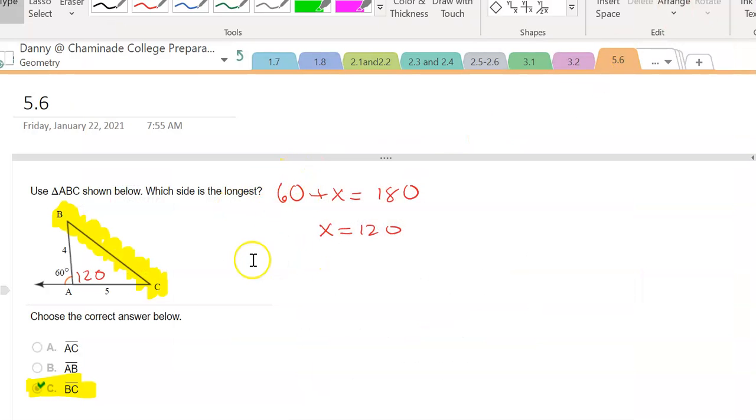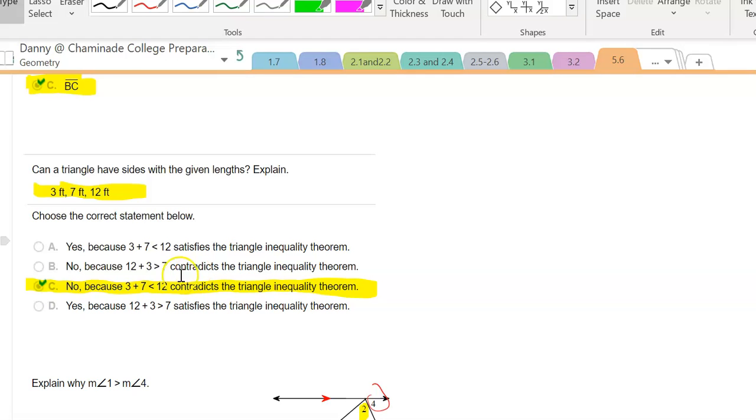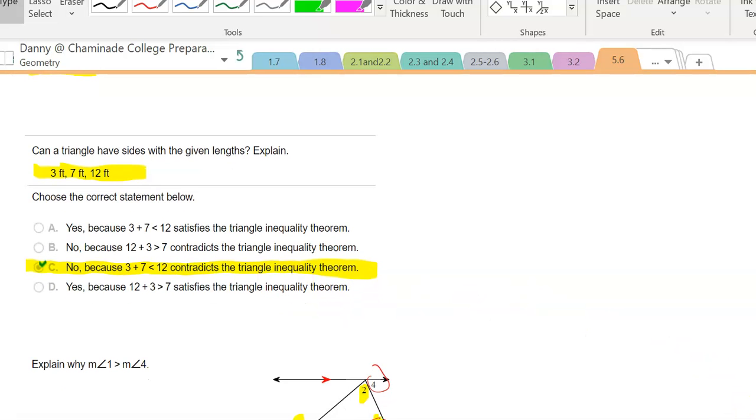And then looking at our first problem here, we're just trying to pick what would be the longest side. In doing so, we can see that these are a linear pair, so they have to add to 180. So I know this angle here is 120. And as we have angle A here, the side is BC, which is going to be the longest one. Here, we're looking at the theorem. So if we add 3 plus 7, it is not greater than 12, so no, this will not work. So 3 plus 7 is not greater than 12, or it is less than 12.